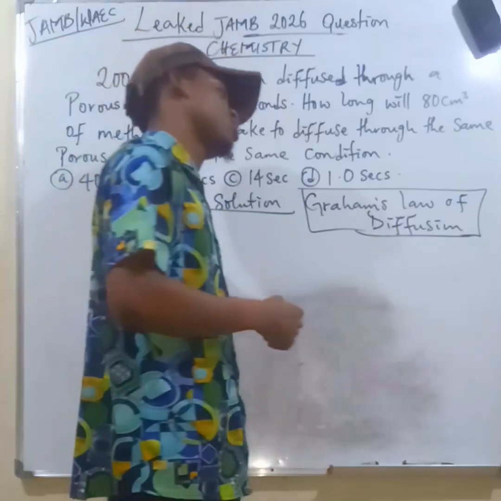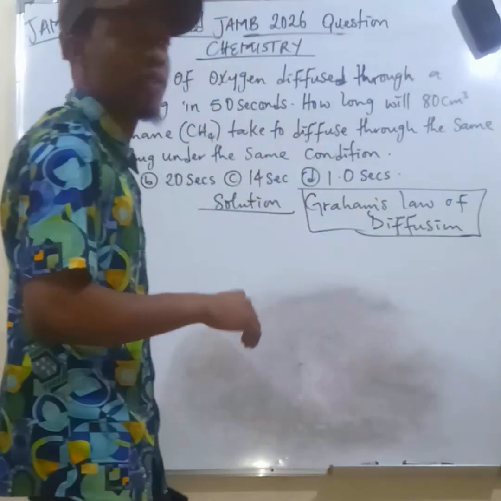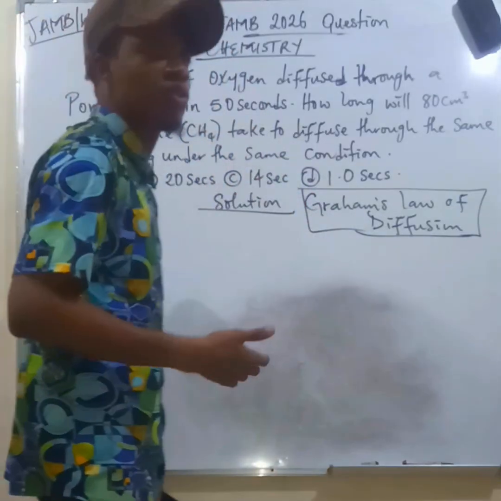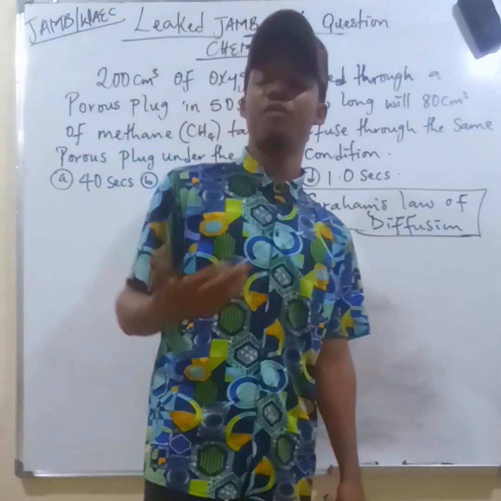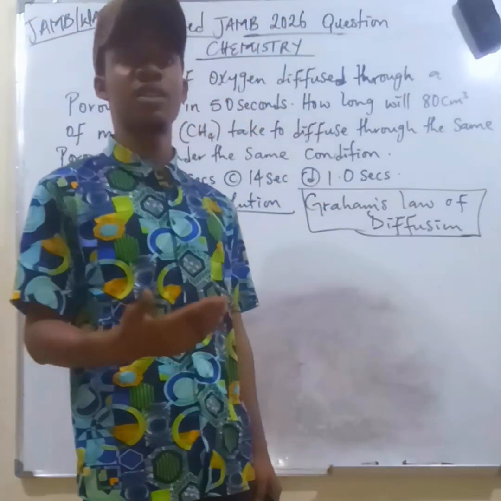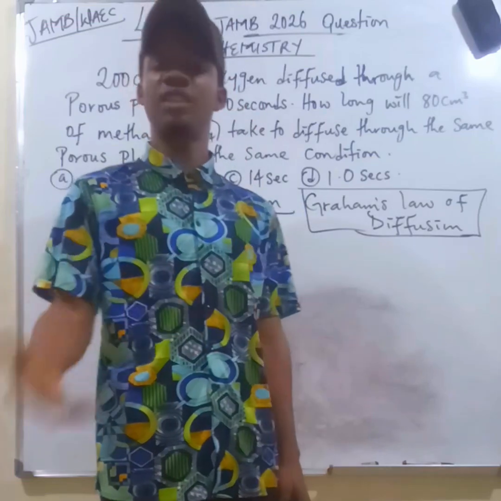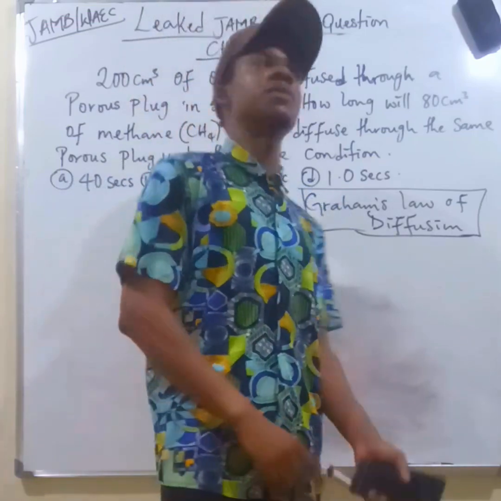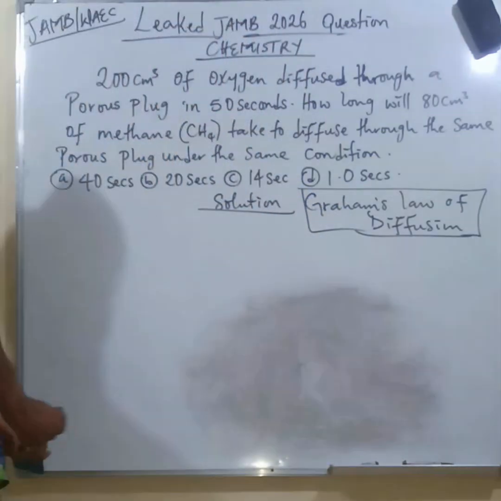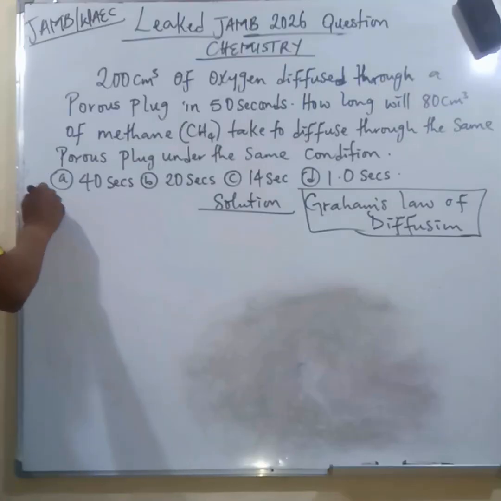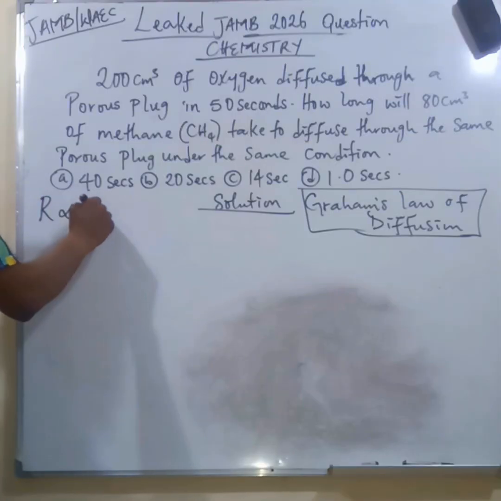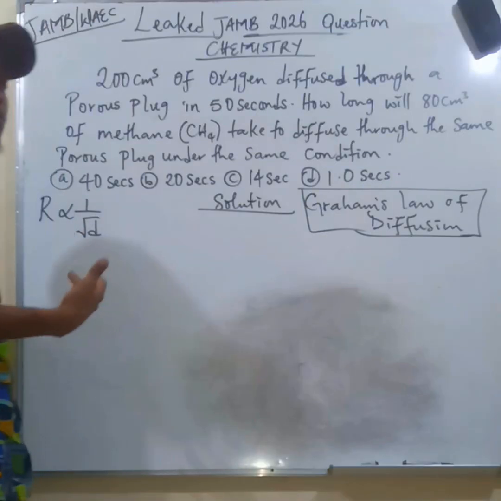Graham's law of diffusion states that the rate of diffusion or effusion of a gas is inversely proportional to the square root of its density. It simply means that the rate at which a gas will diffuse, whether fast or slow, is inversely proportional to the square root of its density. So what does inversely proportional imply?